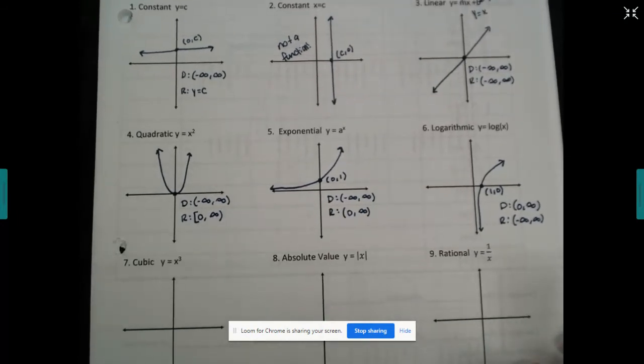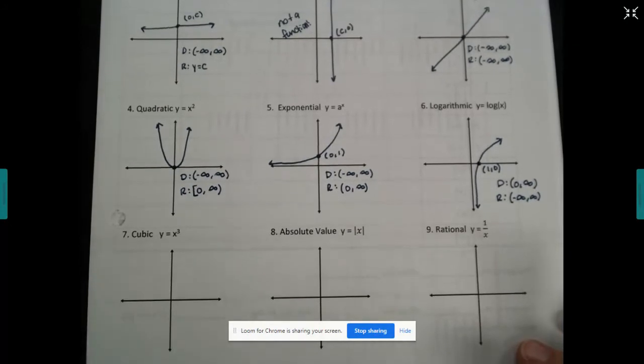Questions? Y'all remember all these graphs, or at least kind of seeing? Yeah, good.